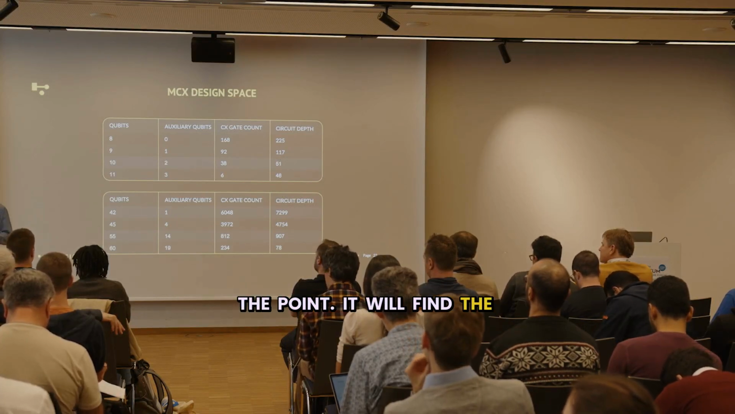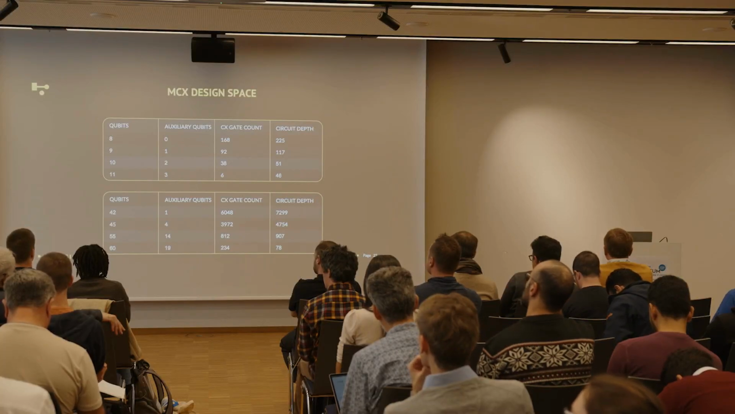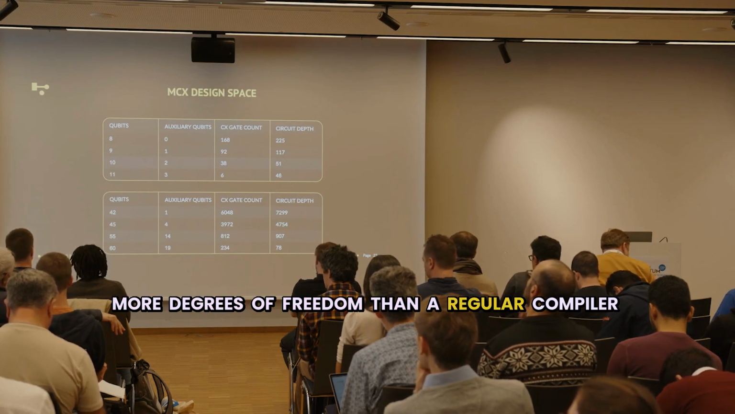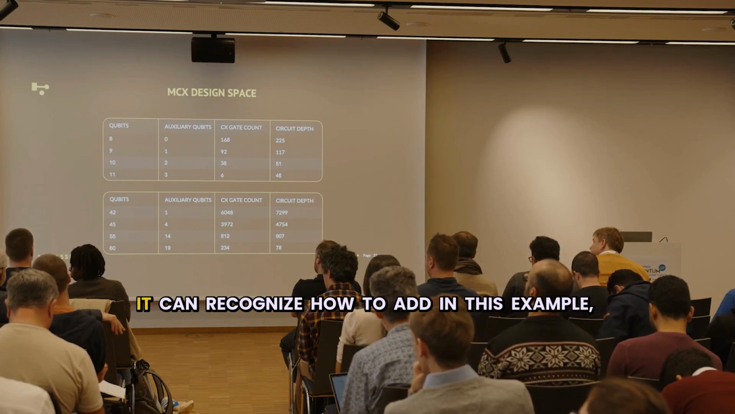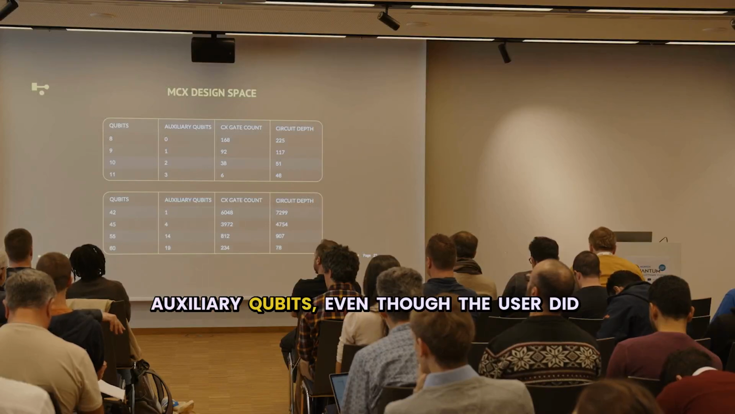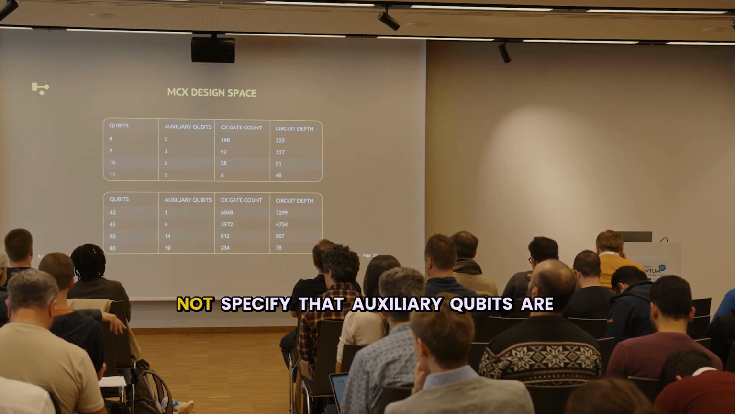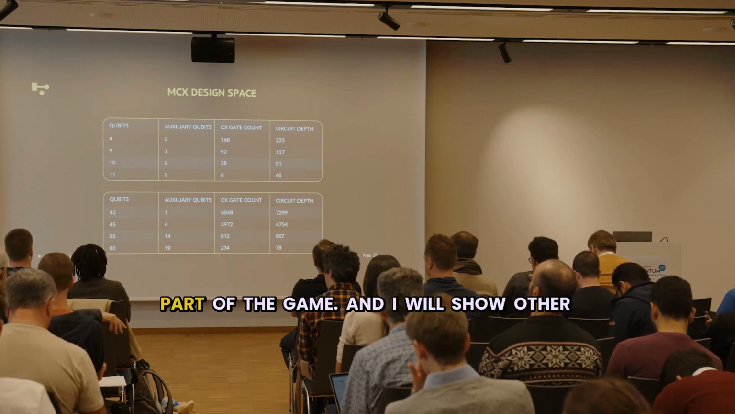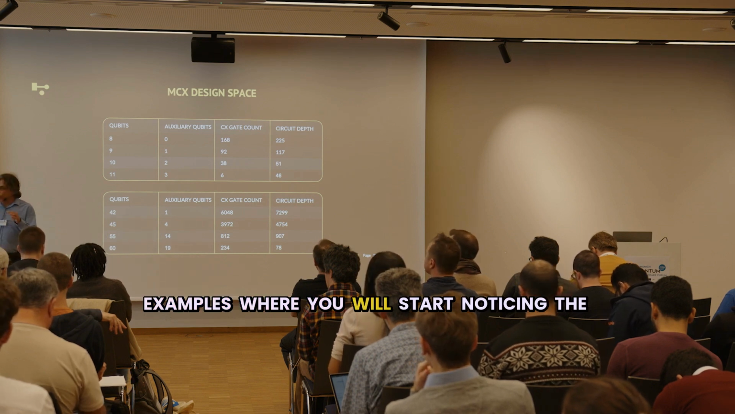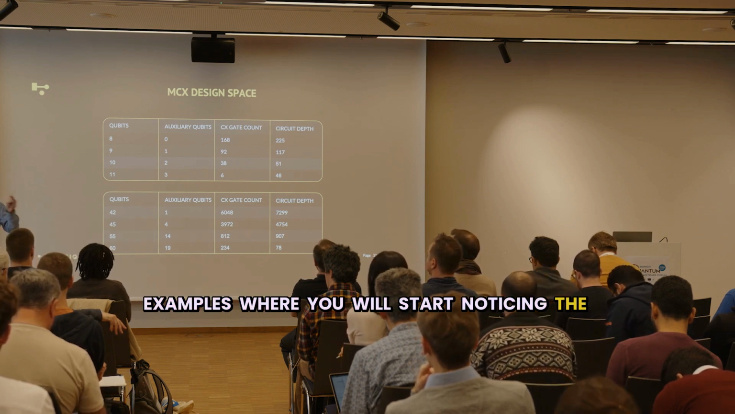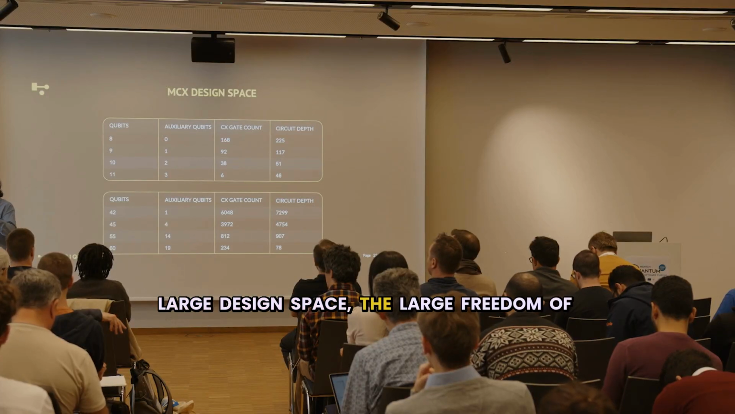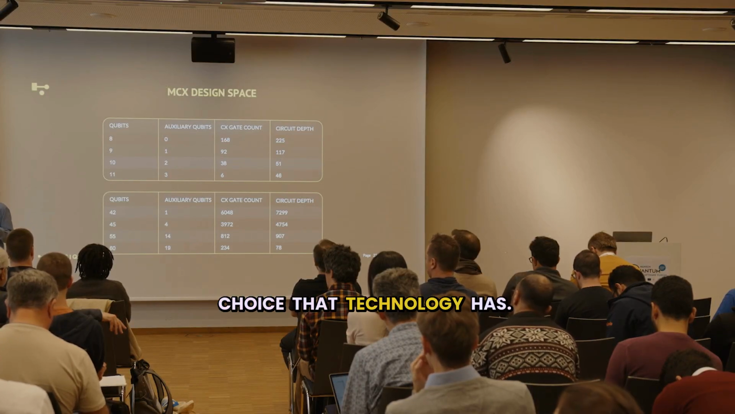It will find the optimum, including that it has much more degrees of freedom than a regular compiler that you would think about. It can recognize how to add, in this example, auxiliary qubits, even though the user did not specify that auxiliary qubits are part of the game. And I will show other examples where you will start noticing the large design space, the large freedom of choice that the technology has.